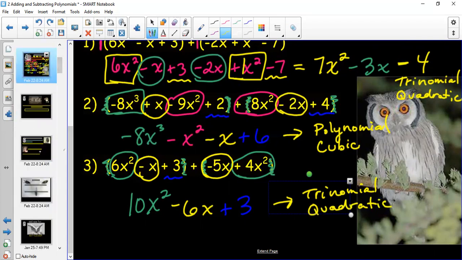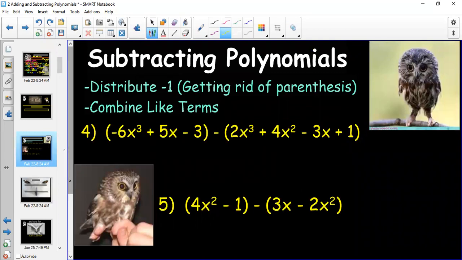All right. Now we're going to move on to subtracting. Here is where people make mistakes left and right. And I think it's because people get lazy with the distributing process and they don't want to actually rewrite everything. Okay, so we are going to distribute and get rid of the parentheses again.